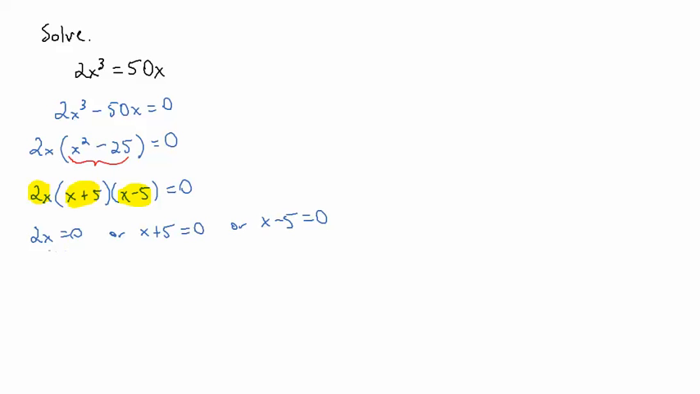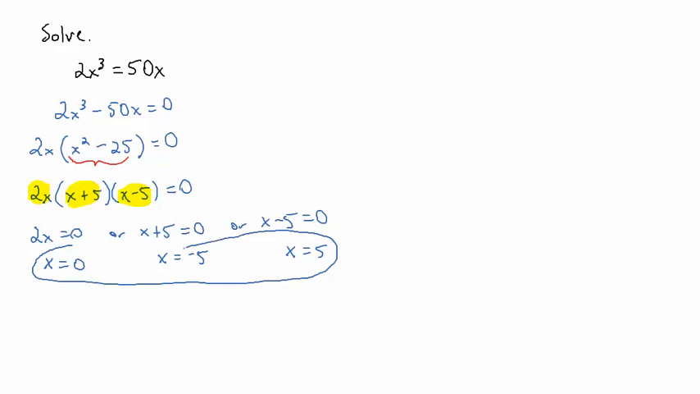The first equation, if I divide both sides by 2, I get x equals 0. Here I subtract 5 to get x equals negative 5. Here I add 5 to get x equals positive 5. And there are the three solutions to this equation. Let's do one more similar example just so you can see it once.